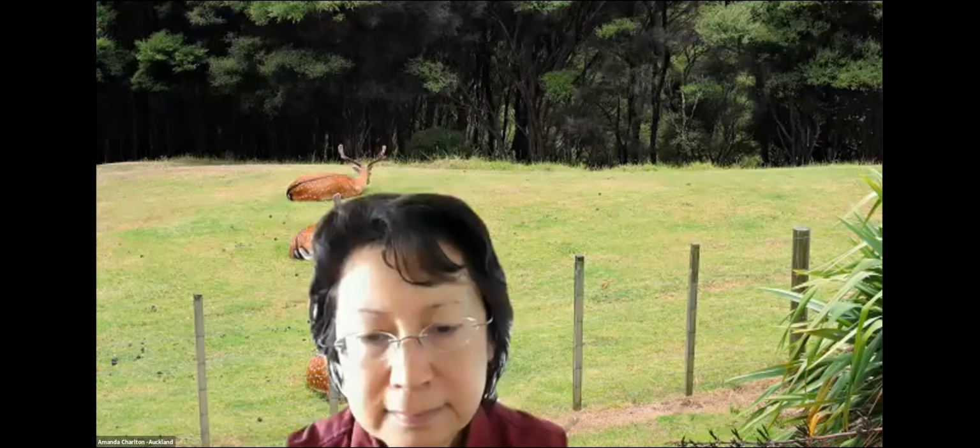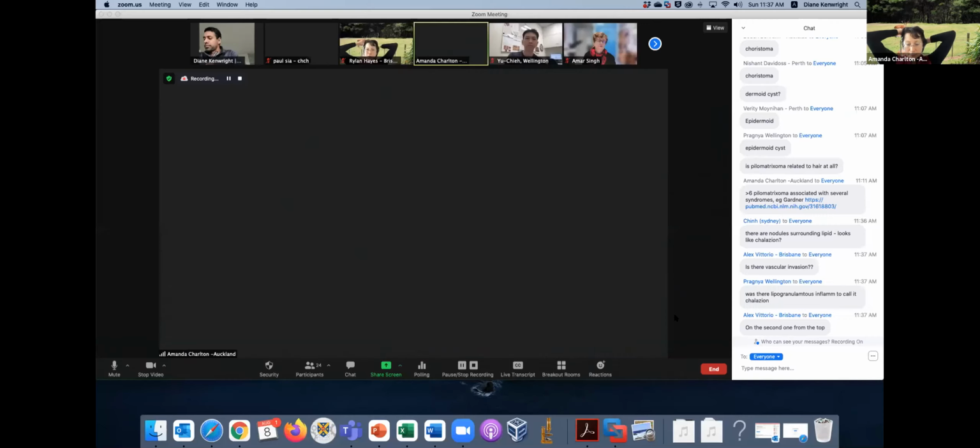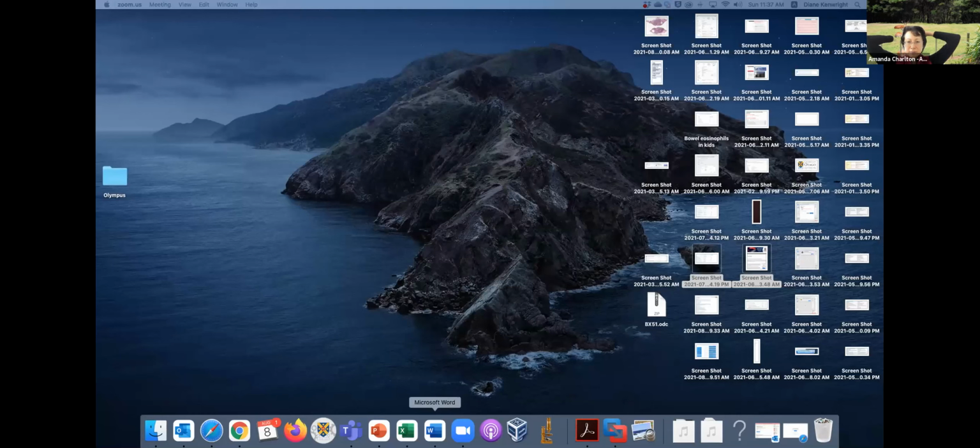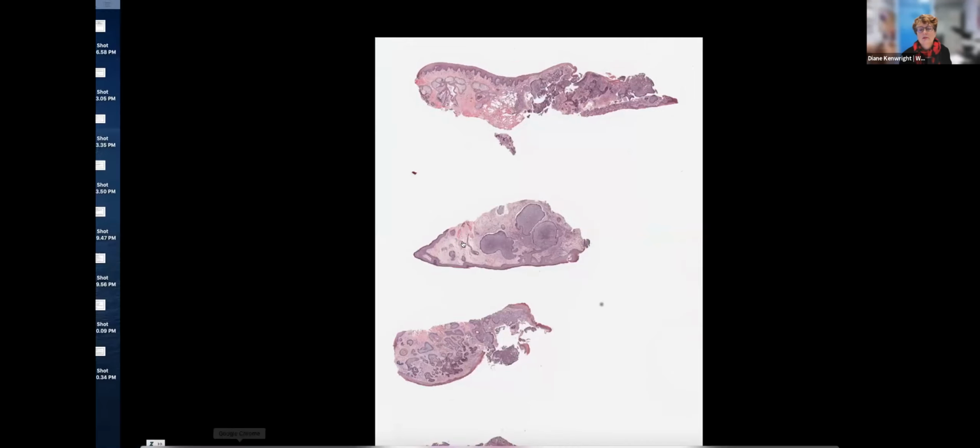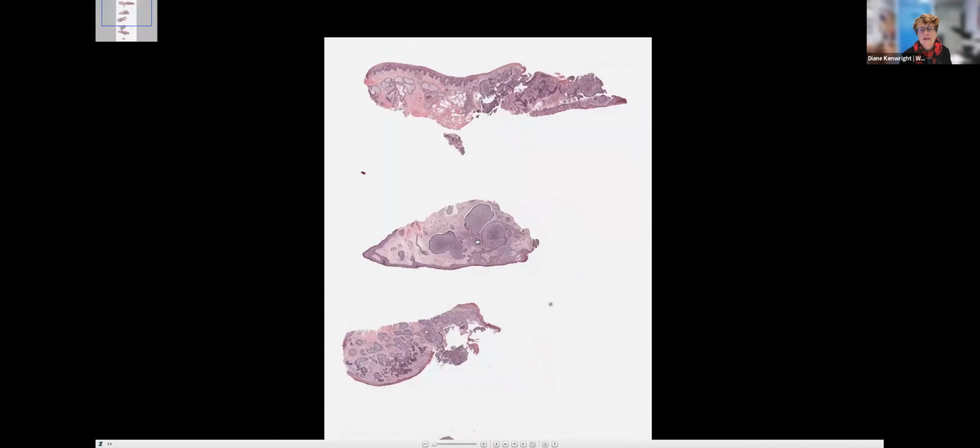Oh, is there vascular invasion? One from the top. Okay, I will share the screen again. So I saw lipid extravasation. I didn't see that much granulomatous inflammation, but there were sort of lymphocytes. Yeah, there was. Okay, where's my screen gone? Right, here we go. Second from the top, vascular invasion.